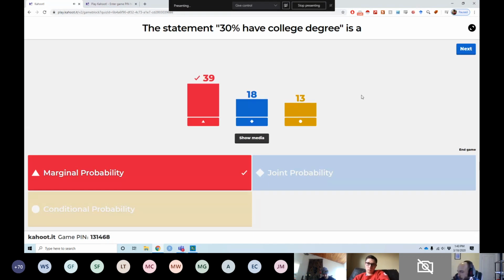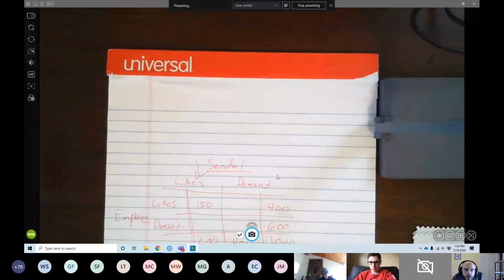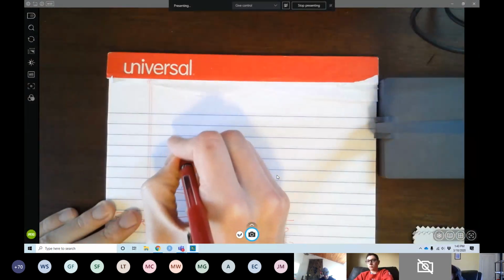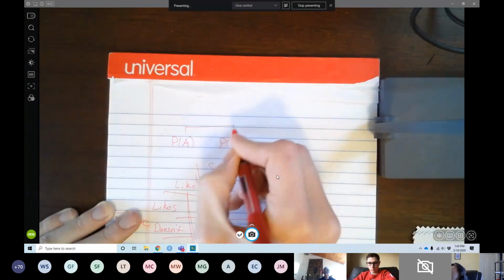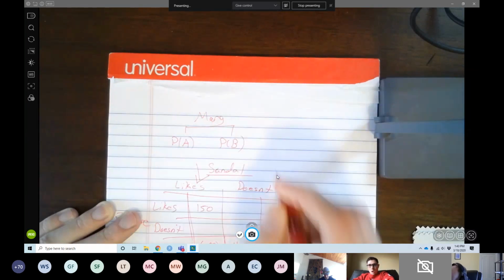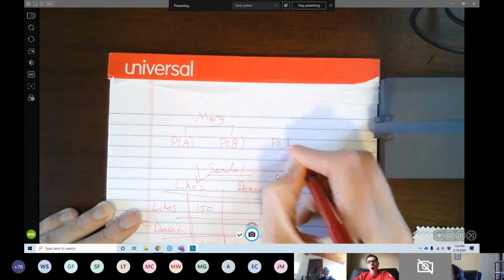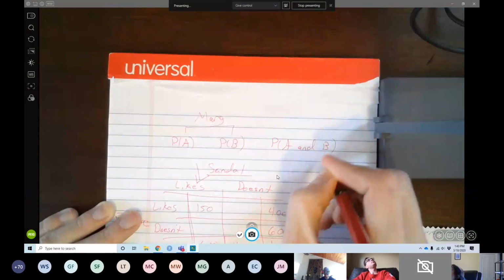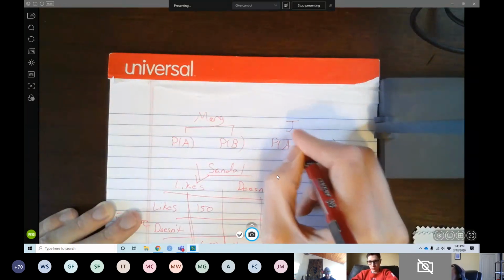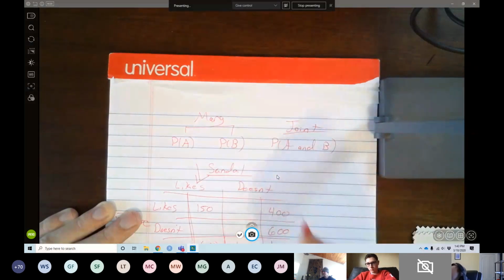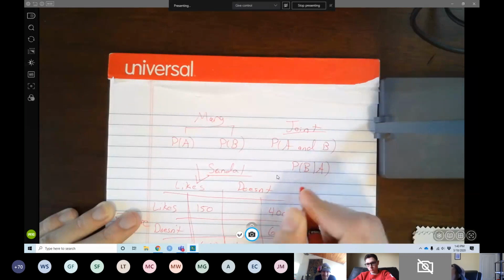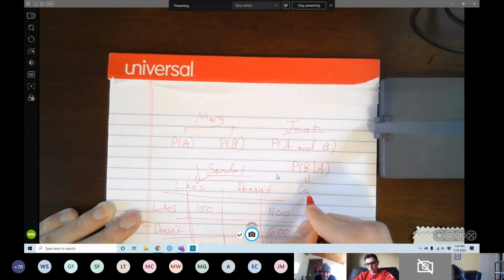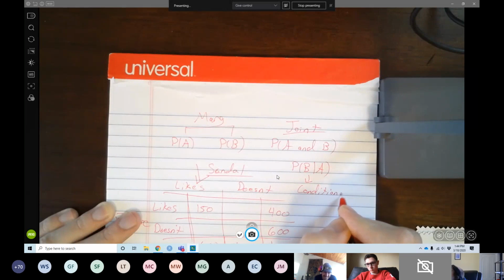Good. So a marginal probability is just the probability of a single event. It's the probability of A or the probability of B. If you're only looking at one event, then we're looking at marginal probabilities. If you're looking at the probability of A and B, we already mentioned that we're joining these two together, so that would be a joint probability. And then the probability of B knowing that A happens, or conditional on A happening, would be a conditional probability.